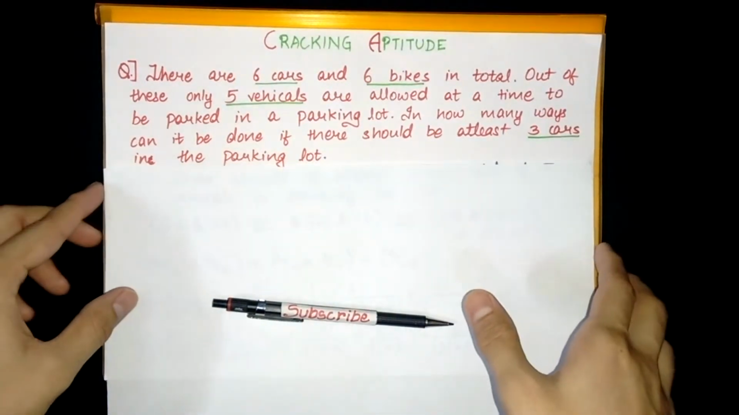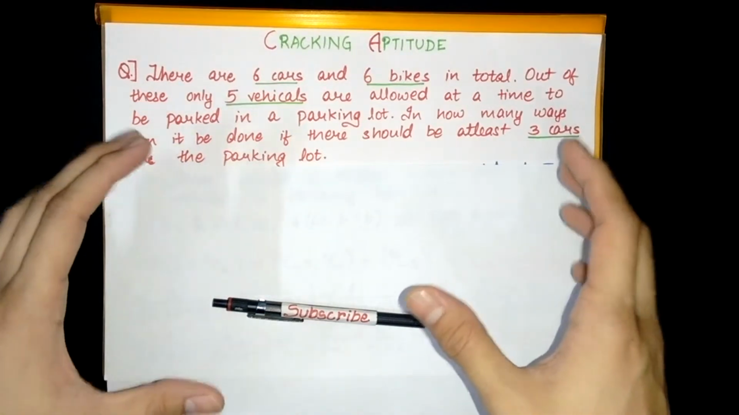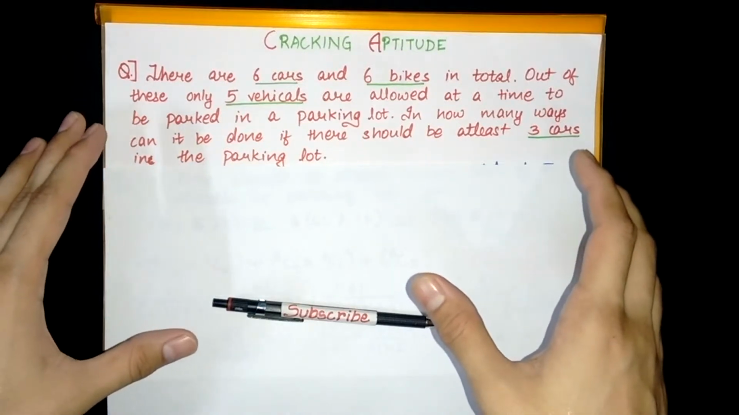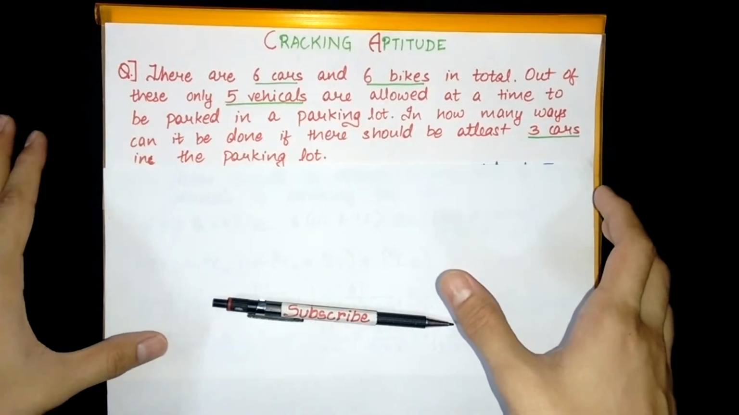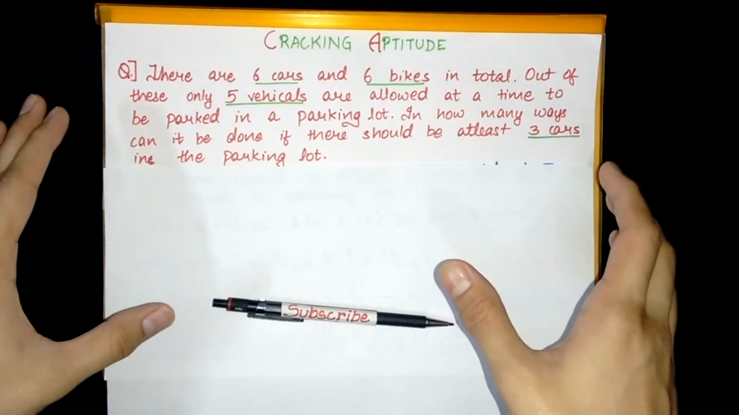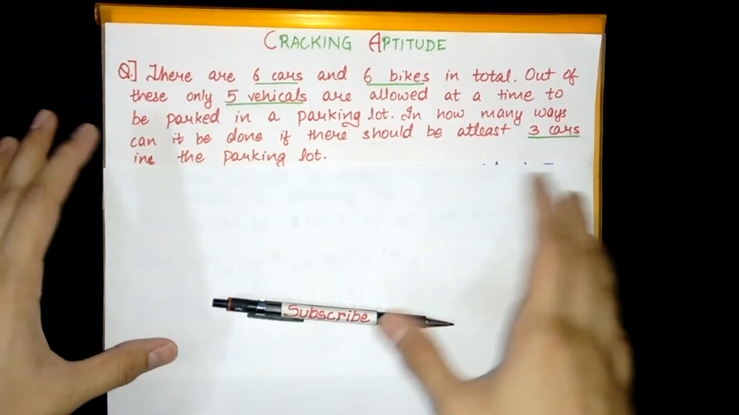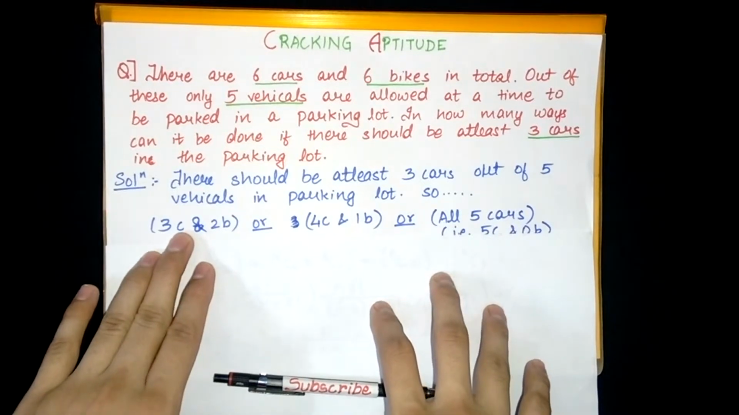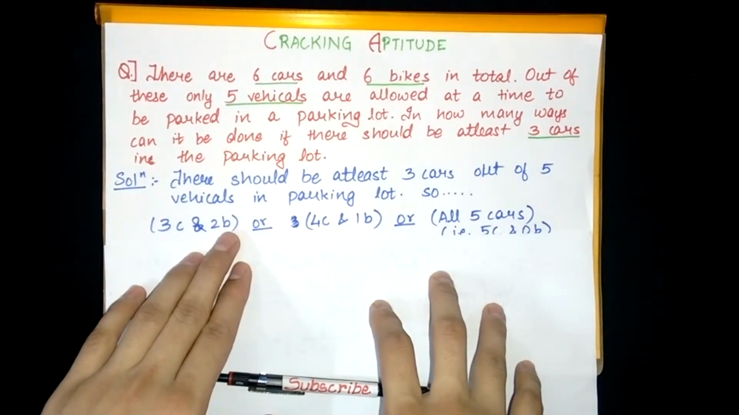Now, first of all, we have a total of 6 cars and 6 bikes, that is 12 vehicles, and out of that only 5 vehicles are allowed at a time to be parked in a parking lot. And there is a condition that out of these 5 vehicles, at least 3 should be cars. So there can be 3 cars and 2 bikes. This C represents cars and B represents bikes.